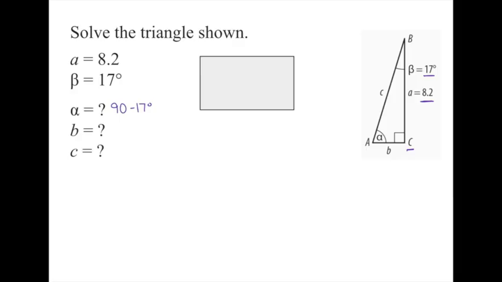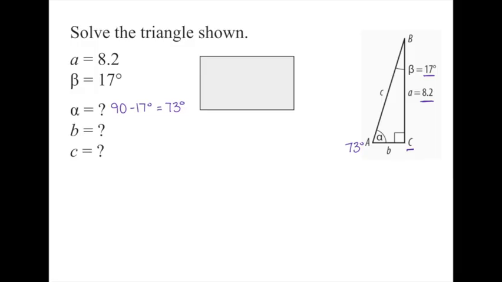All right, they are complementary angles. They add up to 90. So what is my angle measure for alpha? What's my angle measure for alpha? 73 degrees. So now I know all of my angle measures. All right. I need to solve for my sides. So we're going to use trig to do this.